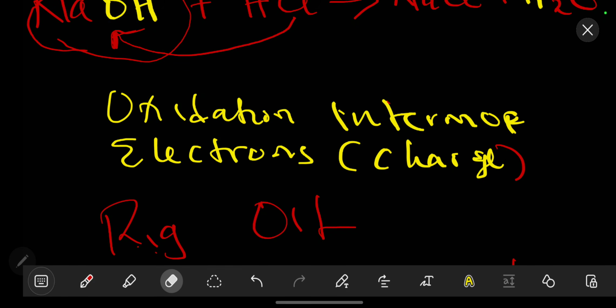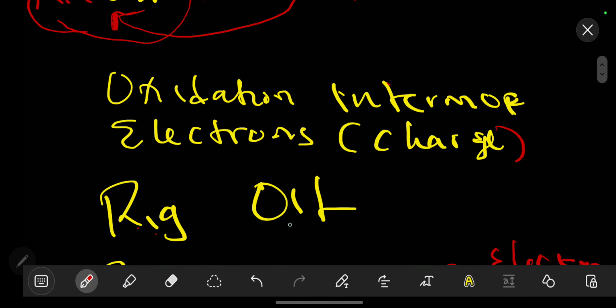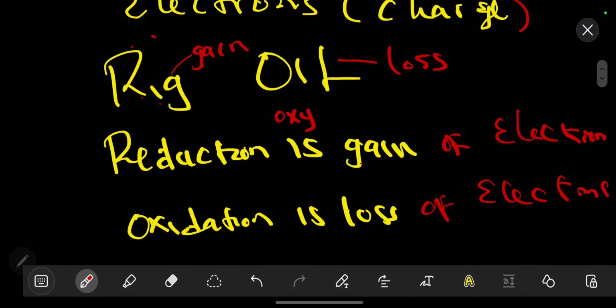Oxidation can also be described in terms of electrons, that is the charge. So we use the simple mnemonic, which is OIL RIG. Oxidation is loss. That's the meaning of the initials. So we say oxidation is loss. Then reduction is gain. So oxidation is loss, reduction is gain. So now, just as we have said, the mnemonic stands for oxidation is loss, reduction is gain of electrons.